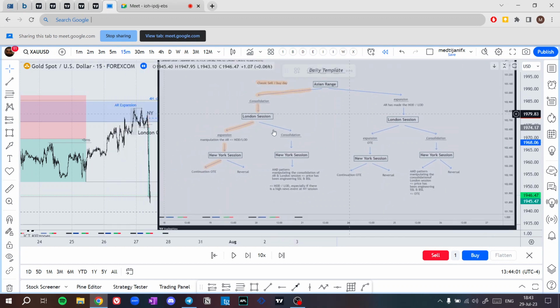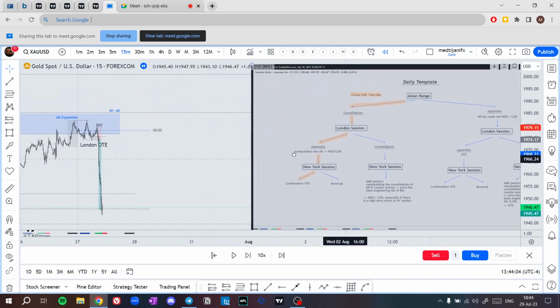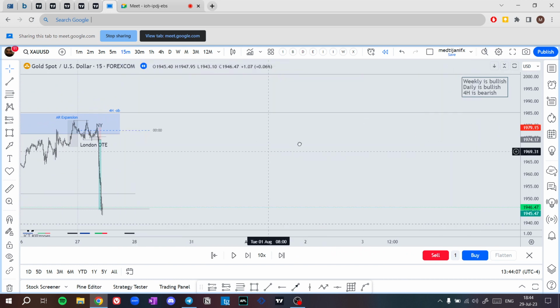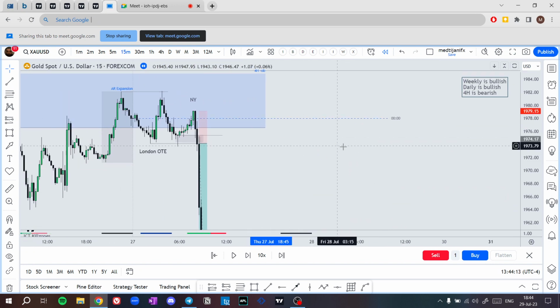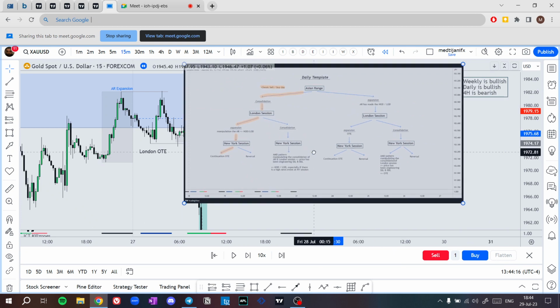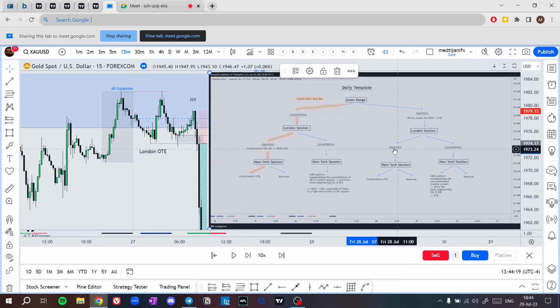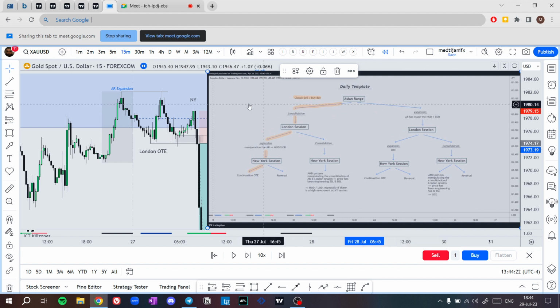Yes. So I want to explain to you, just give me a second to start over. What we see on our daily template is Asian range expansion. So what we would expect from London's session is one of two things: either we're going to have an expansion, optimal trade entry and expansion higher in the direction of the Asian range, or the Asian range is going to be a consolidation. In this example, we have Asian range, optimal trade entry, expansion.